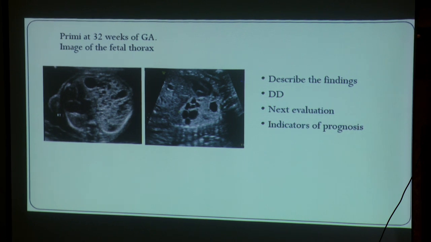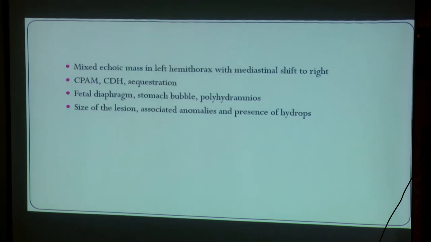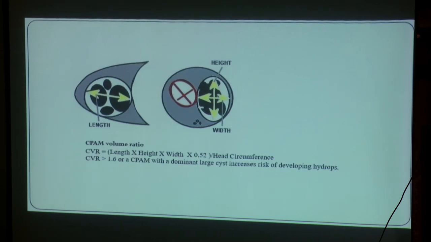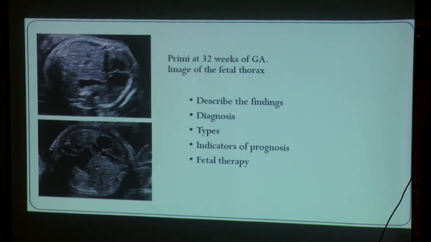Because in case of sequestration, we will have abnormal supply from the thoracic aorta supplying the sequestered lung. This is a case of CPAM because we have mixed echogenic mass, intact diaphragm, and the prognostic indicator of CPAM is the size of the lesion. We have to measure the volume of the CPAM in two planes, and the volume is calculated and the ratio is taken with the head circumference. If the ratio is more than 1.6 or CPAM has a very large dominant cyst, there is risk of developing fetal hydrops and it is of poor prognosis.